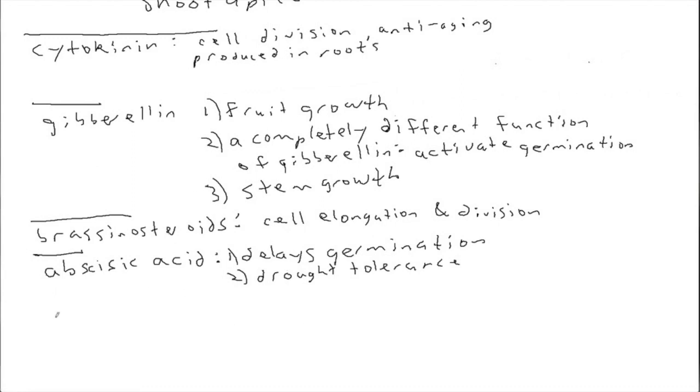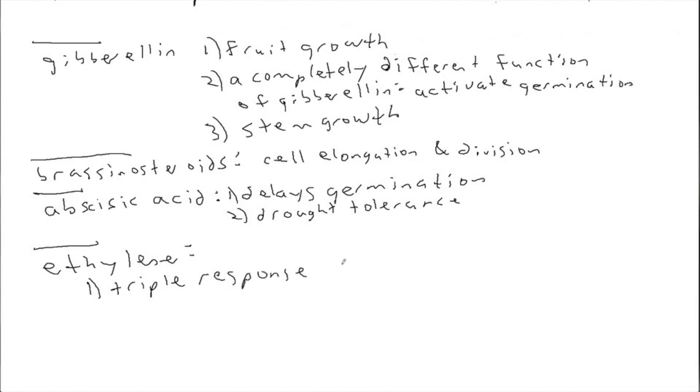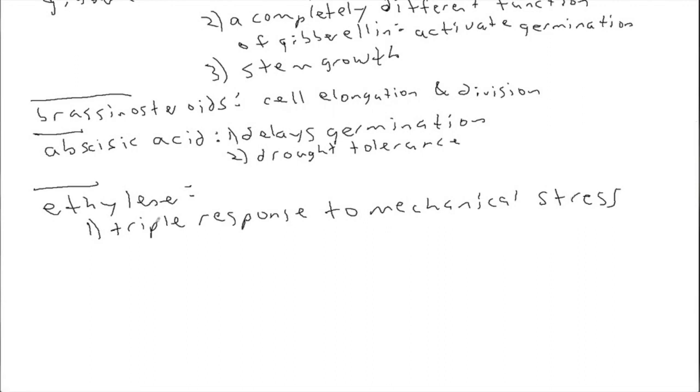Okay, good. So one other hormone? Ethylene. That has a bunch of very important functions that are likely to be tested. So what was one of those? One of them was the triple response to mechanical stress. What does this mean? What's involved with this? That means the stem will slow its growth.